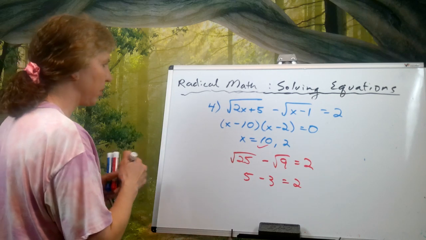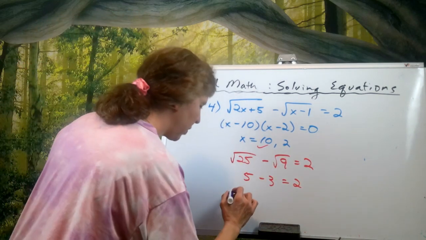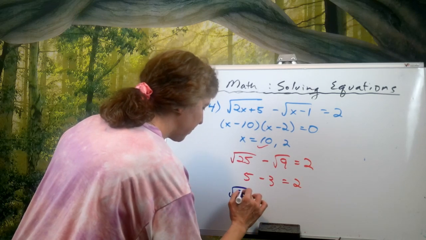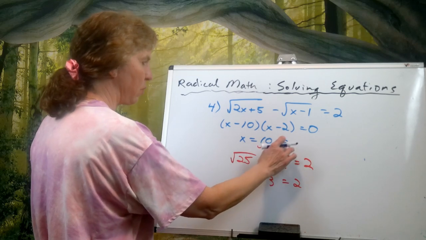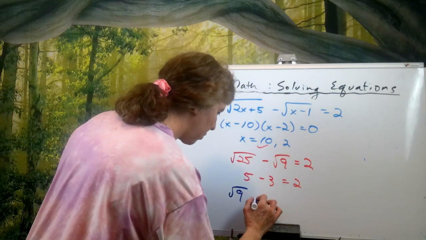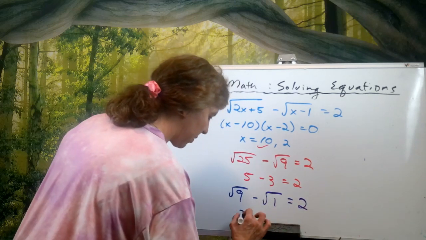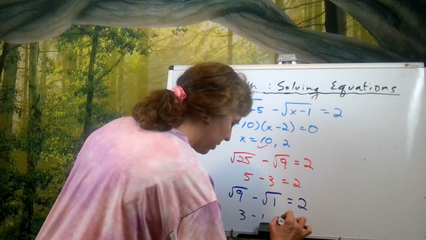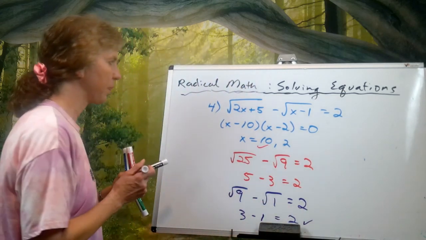All right, let's do 2 as well. I'll do that one in purple. So if I plug 2 in here, I get 4 plus 5 is root 9. Oops, that's a 9. And if I plug, where am I? Oh, 2 minus 1 is 1. So minus the square root of 1. That's 3 minus 1 is 2. So that one's good too.